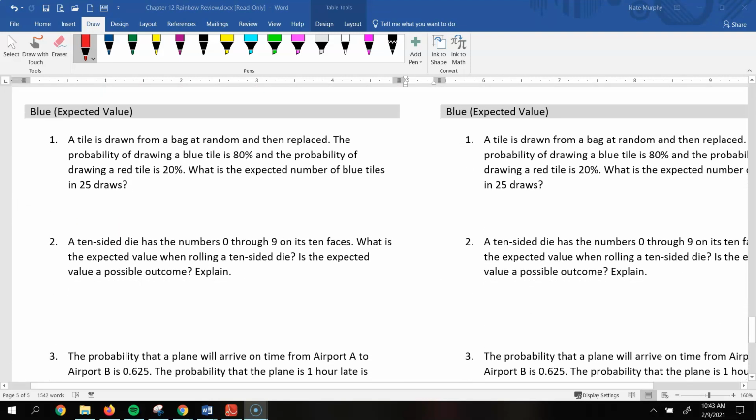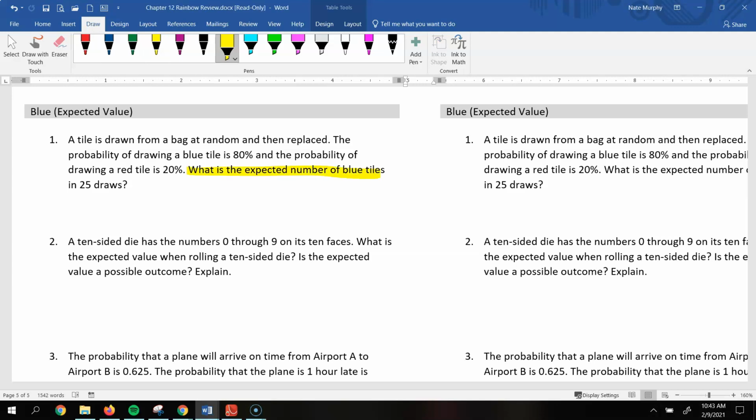All right. Let's look at the blue section now. For number 1 here, it says a tile is drawn from a bag at random and then replaced. The probability of drawing a blue tile is 80%. The probability of drawing a red tile is 20%. What is the expected number of blue tiles in 25 draws?